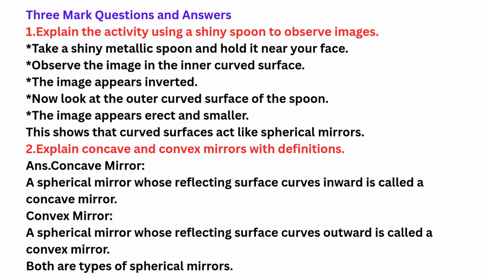Question number 2. Explain concave and convex mirror with the definitions. Answer. Concave mirror. A spherical mirror whose reflecting surface curves inward is called a concave mirror. Convex mirror. A spherical mirror whose reflecting surface curves outward is called a convex mirror. Both are types of spherical mirrors.